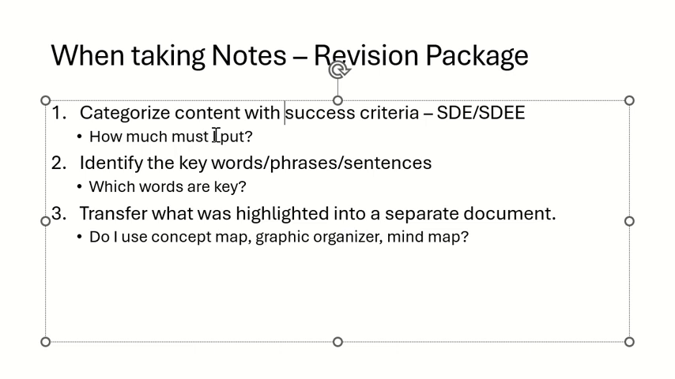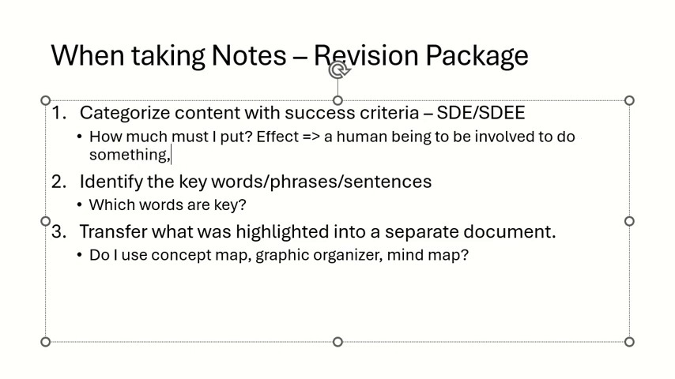Okay, now some factors may not have an effect. So how do you identify whether I must put effect or not? Okay, so if it requires a human being to be involved to do something, then there must be an effect. Okay, so if a human being is involved in doing a particular action in your content, in your textbook, then there must be an effect.